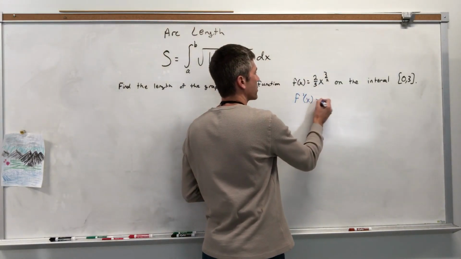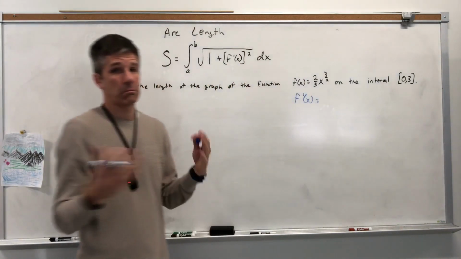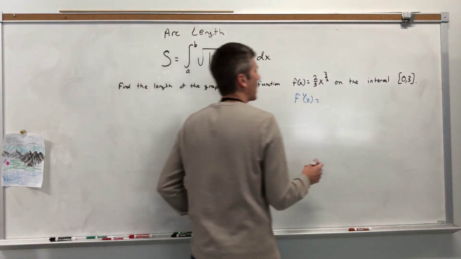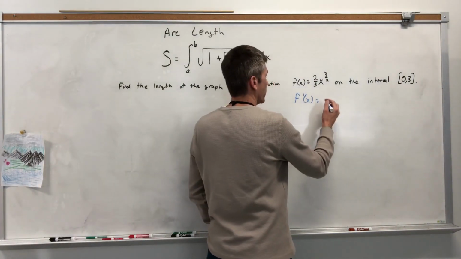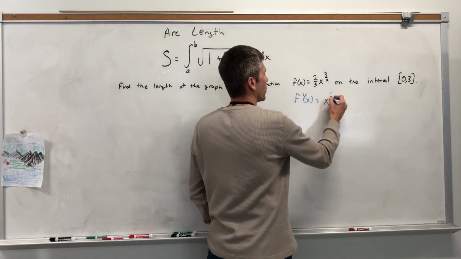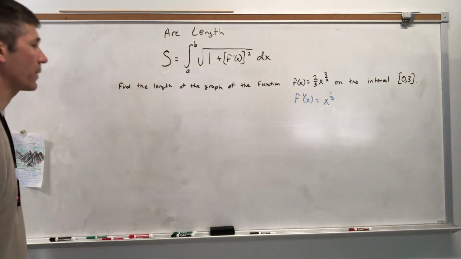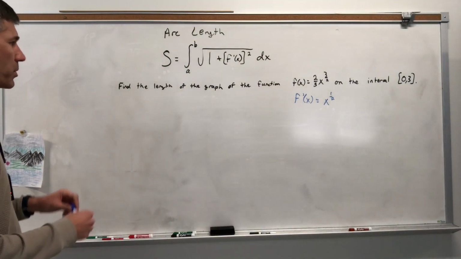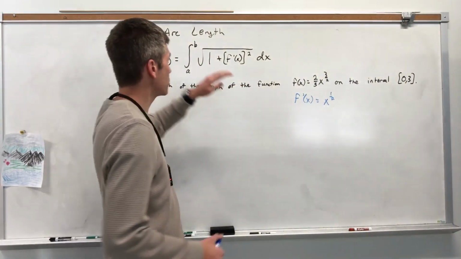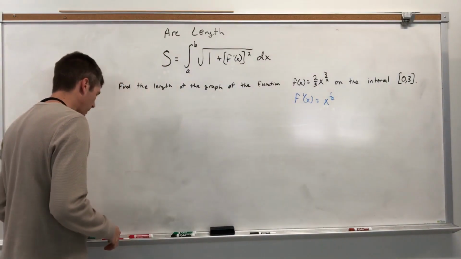F prime of x equals 2/3 times 3/2. Convenient. 2/3 times 3/2 would simply be 1. X to the 1/2 on the interval from 0 to 3. All right, good. We got that. So now we're going to plug this into this formula, and it's going to work out quite nicely.